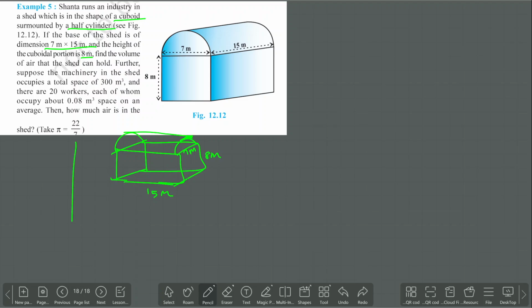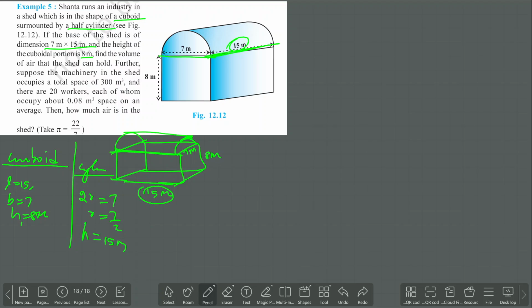What they are telling here, we have a cuboid, that is okay. Cuboid L value now 15, base value 7 and H value 8. A cylinder is there. Cylinder diameter is 7, that's what they have given. Half of the cylinder, no? So R equal to 7 by 2. Height of the cylinder is 15 meter. See, this is the length of the cylinder, that is the height of the cylinder. Then H equal to 15 meter. So here one H, there one H, I am taking H1, H2. That is the difference. After that, another clue is given.